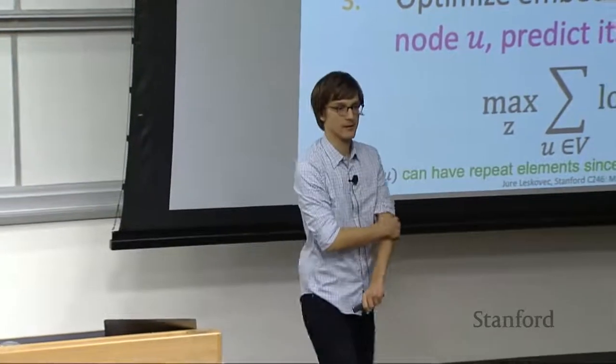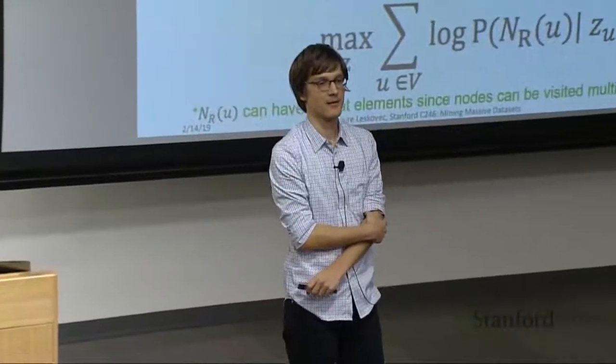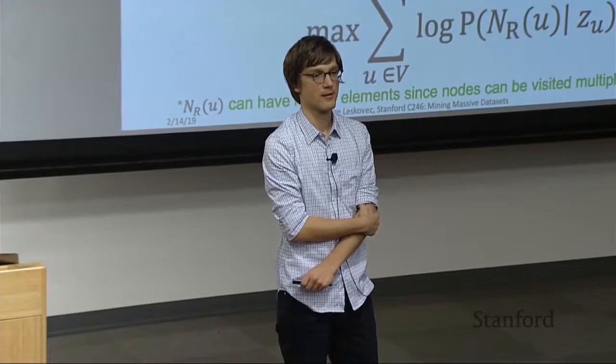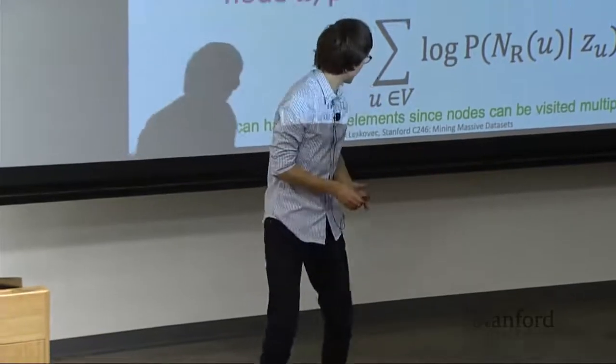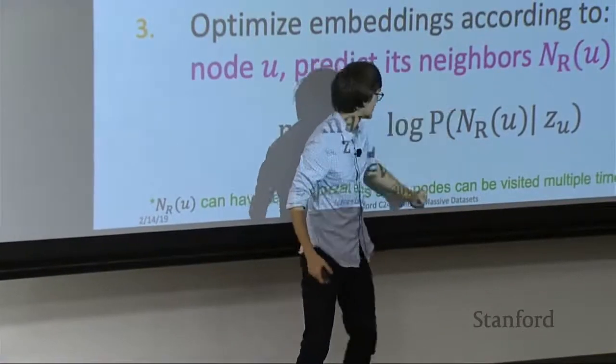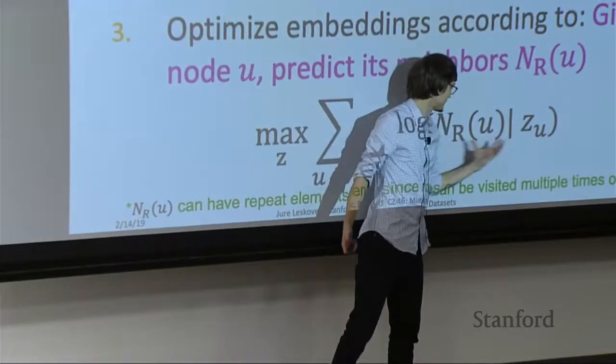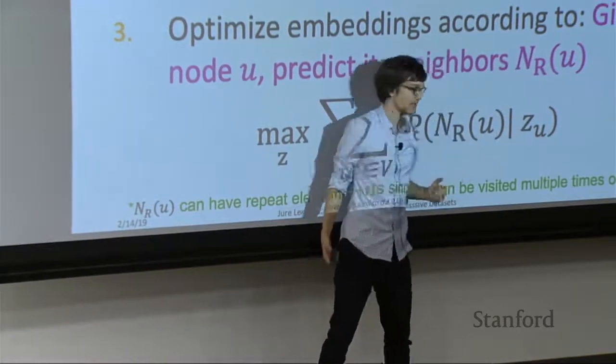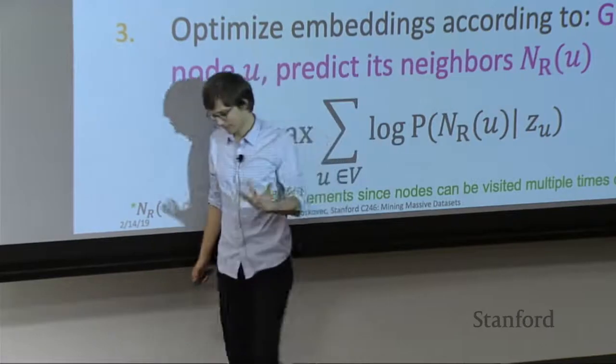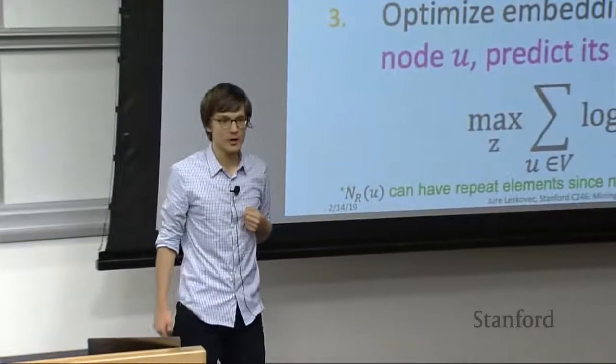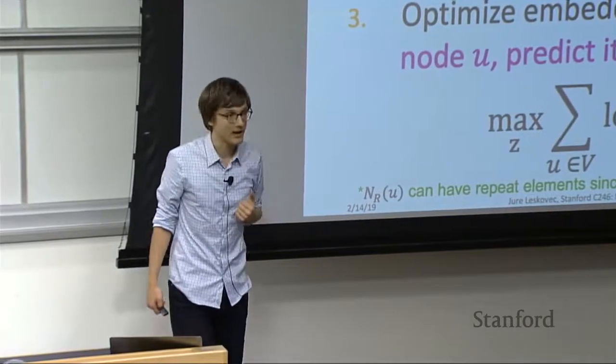Great, exactly. How do you do this? This is what we are going to say, right? How do I say what's the probability of a multiset given the embedding? This sounds very abstract, and it's not clear how you would really do this. So we have to unpack it, okay?